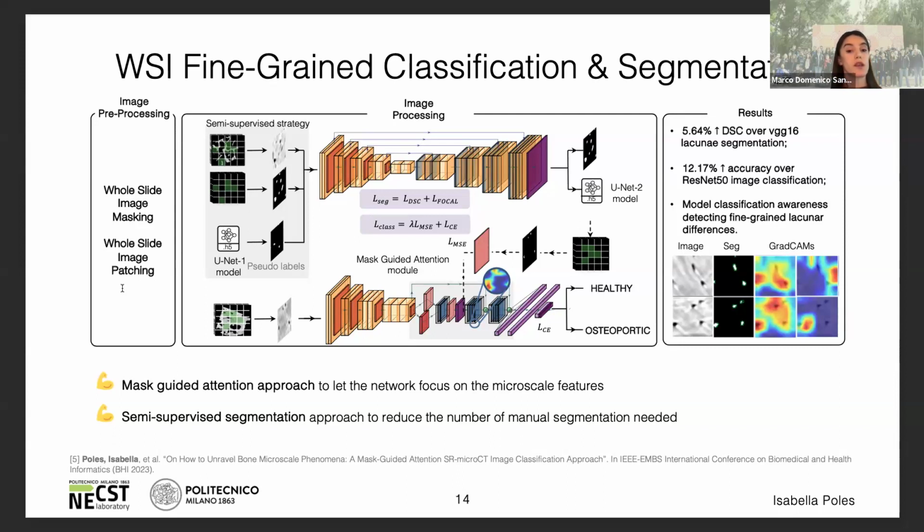For this reason, I started building a semi-supervised strategy to segment microstructures that are then employed with the image classification neural network to let it focus the attention on the most discriminative features inside our images to classify among healthy and osteoporotic images. Our strategy allows us to reach several improvements, both during segmentation and image classification with respect to the state of the art, but also is capable of being aware in detecting fine-grained microstructure differences among fine-grained images.